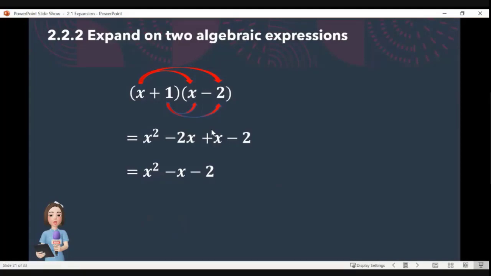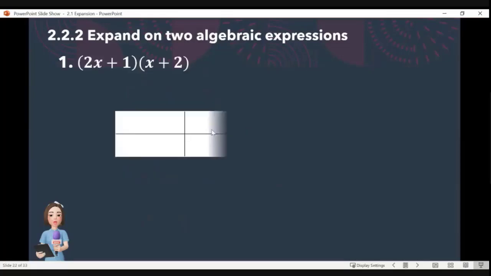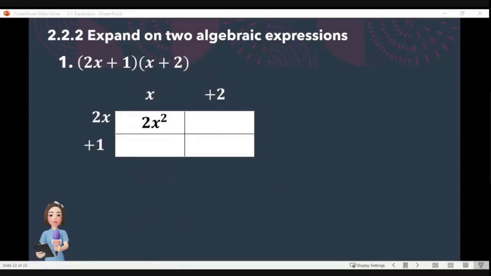Even with the arrow, make sure you don't miss out. When you multiply, draw your arrow so that you won't miss out which terms you haven't multiplied. This one, the second one. If using the box, x squared, and you multiply this one. x times 2x, 2x squared. Then this x times 1 is what? What's the answer of this? x. Yes, x. So it's x.